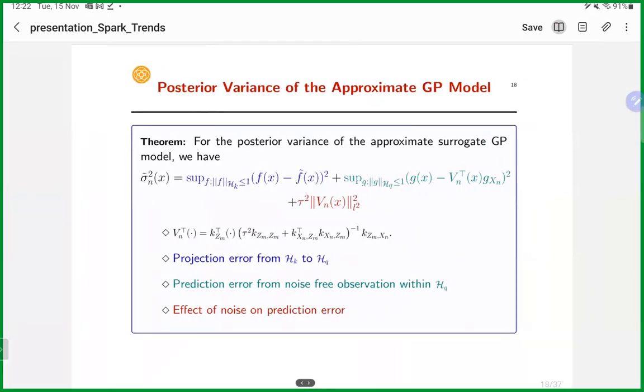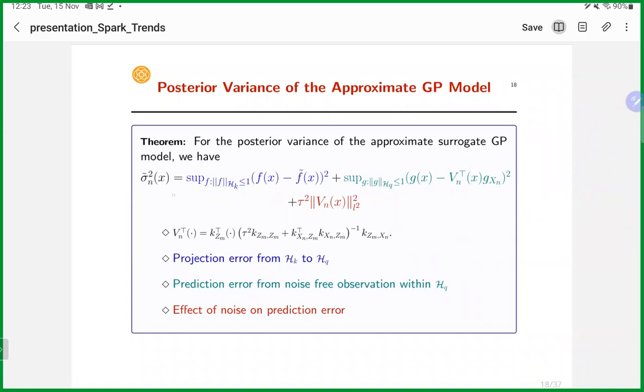Now we want to say how good these approximations are. So this is the aim of this paper. Somewhat surprisingly, there's not much work on how good these approximations are, although they are widely used in practice.